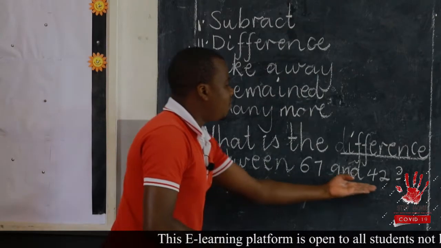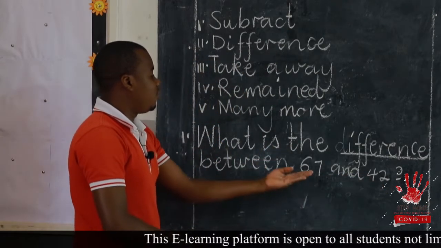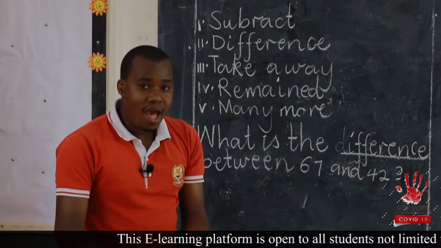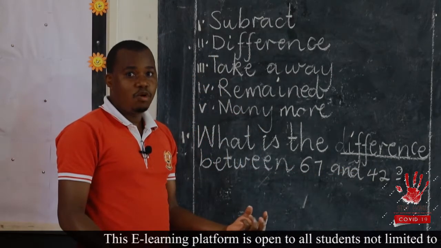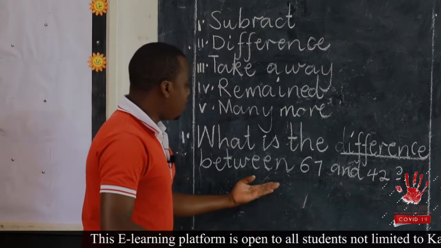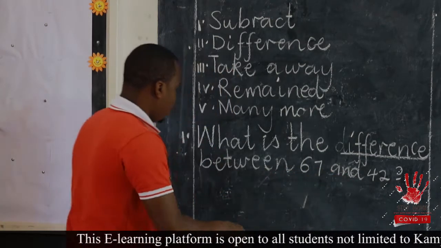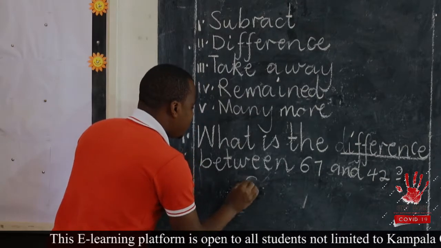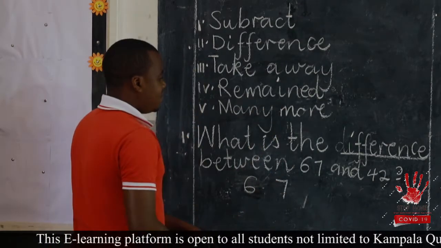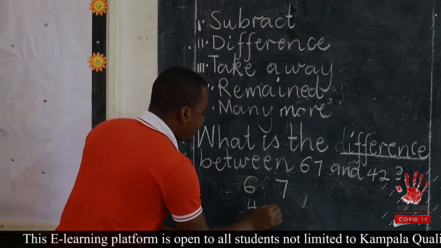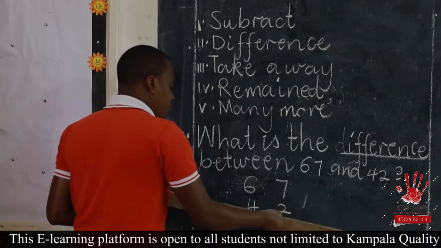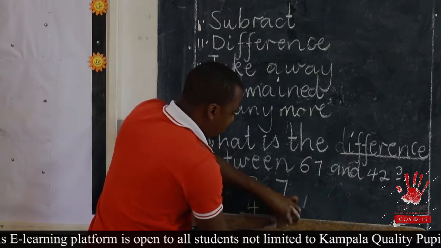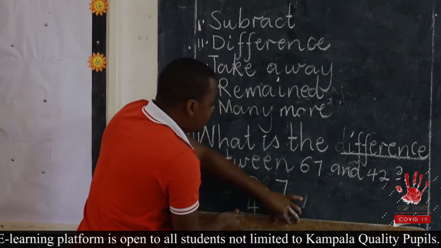Now, the arranging of this kind, if I can say between 42 and 67, so you will just know, get the bigger number minus the smaller number. So if you have 67 and 42, because 67 is bigger, we are going to write 67, then take away 42. Or we subtract 42 from 67.